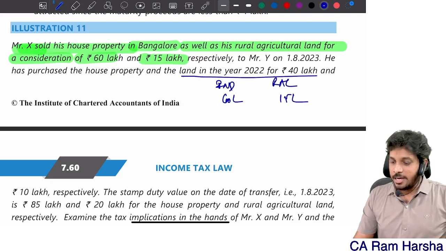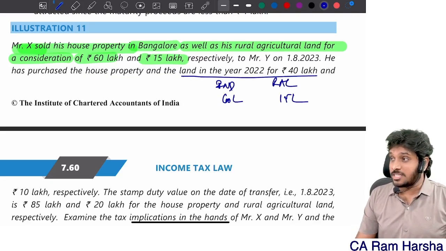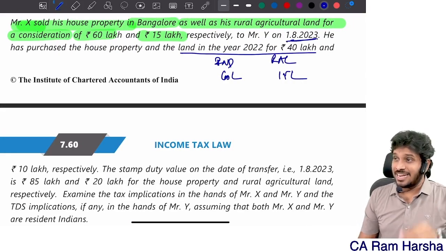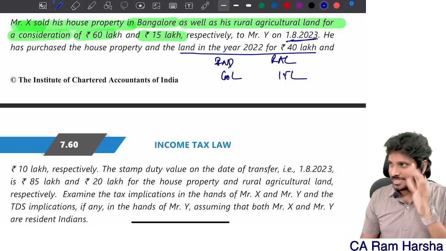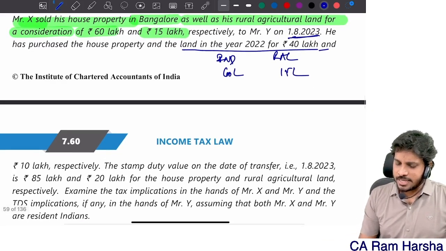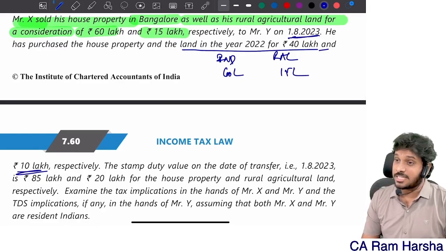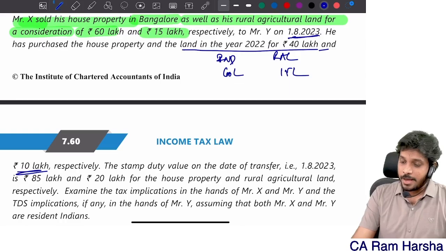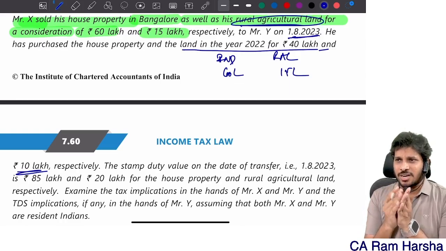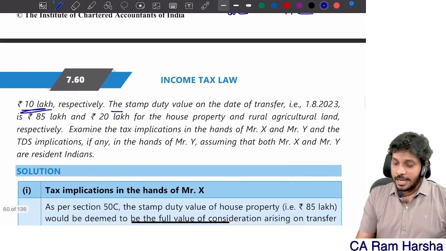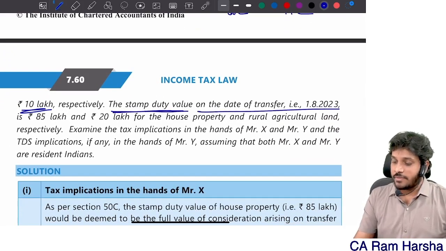The property was purchased in the year 2022 for how much? 40 lakh. Okay, 2022 he purchased and on 1st August itself he sold. Less than 24 months he owned. It's a short term capital asset, correct? Then for 14 lakh, and agriculture land is sold for how much? Agriculture land is purchased for how much? 10 lakh. Agriculture land not a big deal because it's a rural agriculture land, yes or no? With respect to rural agricultural land transaction, is there any tax consequence? Nothing. Now, the stamp duty value on the date of transfer is 85 and 20, for the house property and for the rural agriculture land.